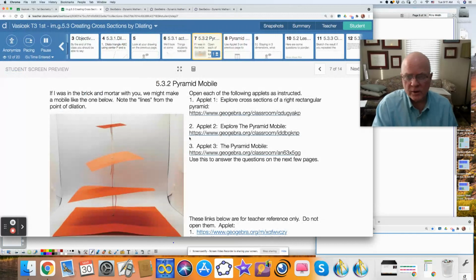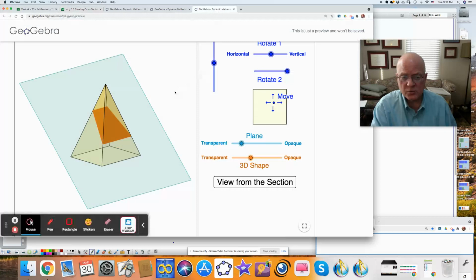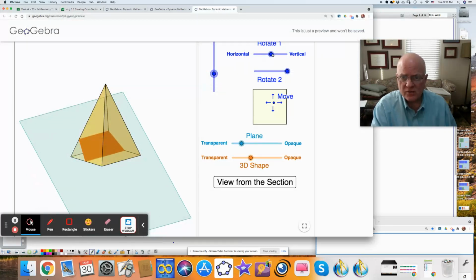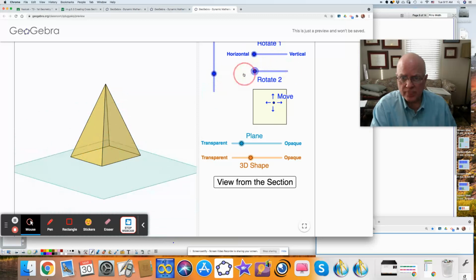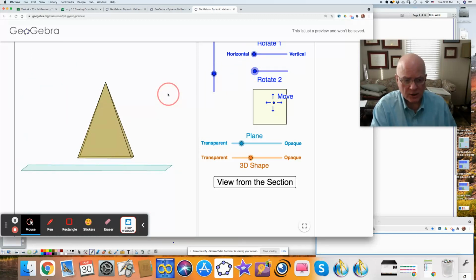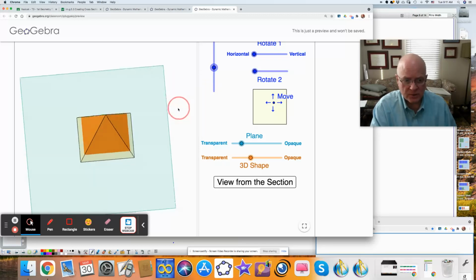So if we were in the brick and mortar, if I was in there with you, we would probably build this mobile. And instead, I have these 3 GeoGebra applets to check out. The first one is one that you might want to do. I have a horizontal plane, and you can see here it is, horizontal. It's below my figure, and I can move the plane up.